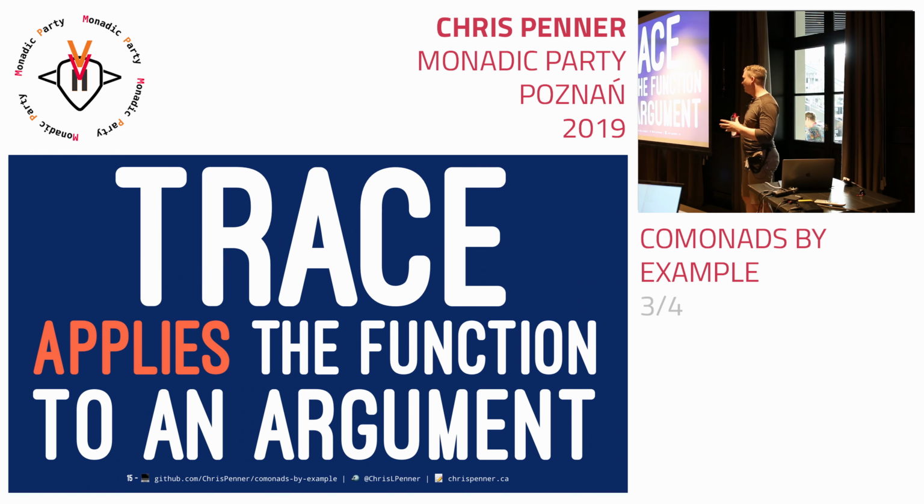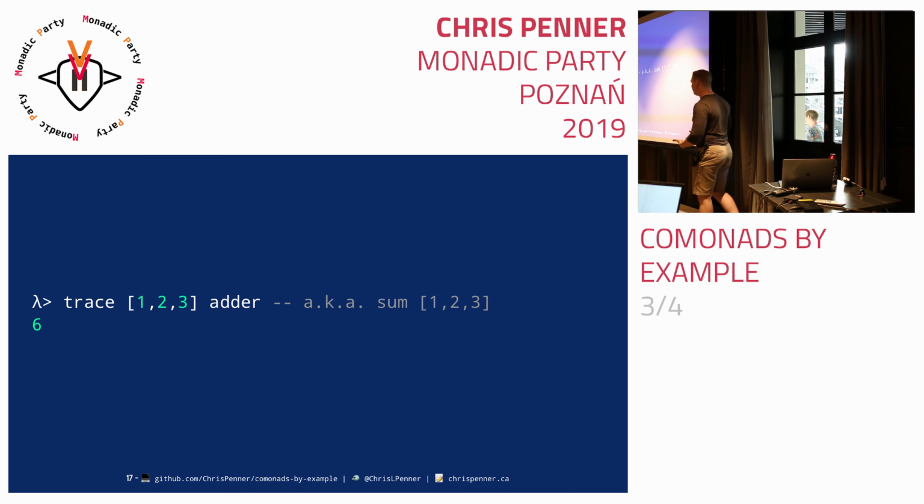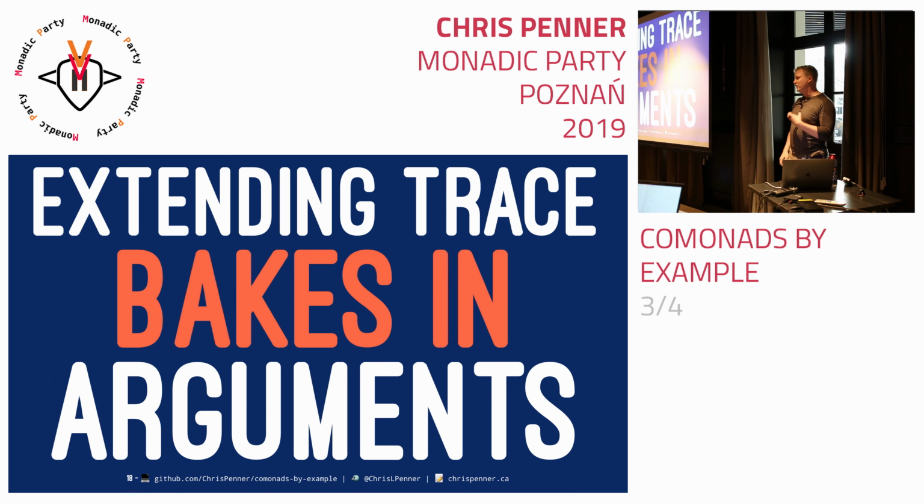Okay. We have another query called trace. Okay? Trace applies the function to an argument. So trace takes the argument that we want to apply to this function and the function itself wrapped in traced and just applies it. So really this looks dumb. It's a little bit simple, but there's a reason. So we can trace 1, 2, 3 with this adder comonad that we created out of the sum function, and it'll run sum over the list of 1, 2, 3. Away we go. Okay, now extend.